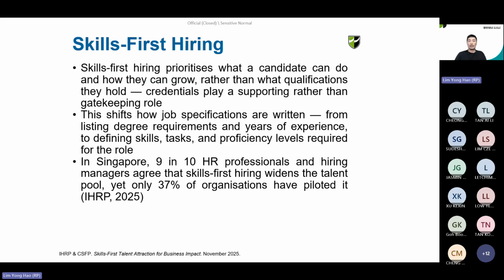It includes some of the survey results that IHRP has done with the Center for Skills, I forgot what CSFP is, but I think it's the Institute of Adult Learning or SkillsFuture. They have a report where they surveyed HR as well as hiring managers on how they look at this practice. The idea of skills-first hiring is, of course, to prioritize what people can do rather than qualifications.